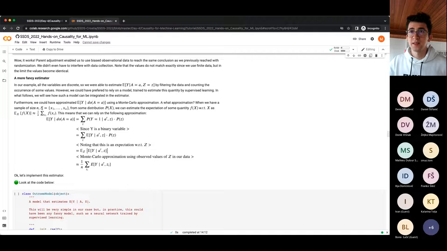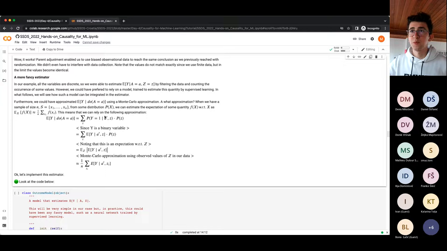Then what we do here is, again, we have the same setup as before. Since it's a binary variable, you can write it in terms of the expectation. This is just the definition of the expectation over Z in this case. And now you can approximate this with Monte Carlo, right? You simply take a regressor for all of these different Z samples.